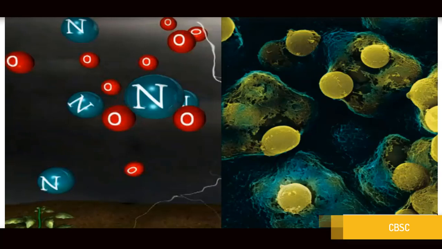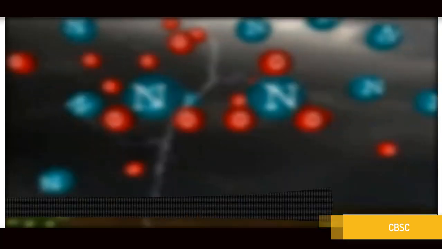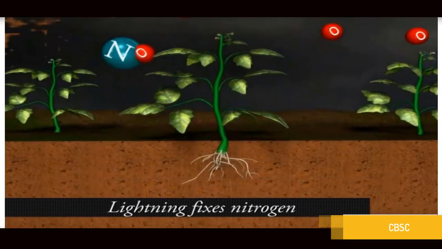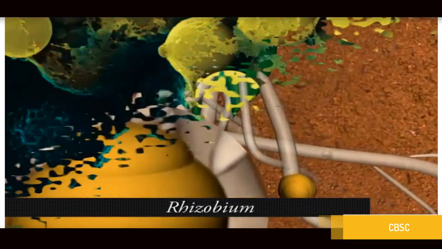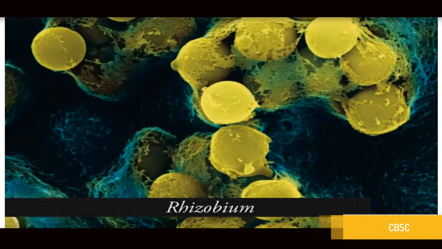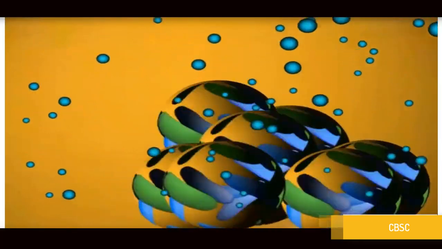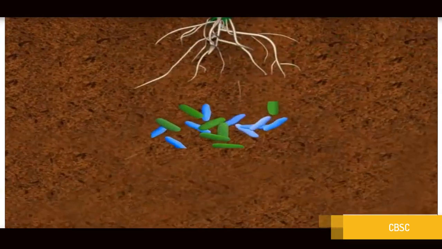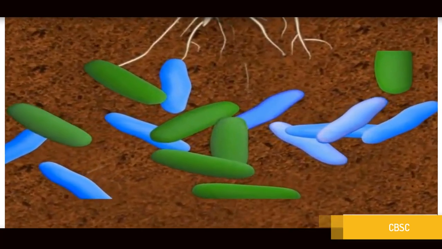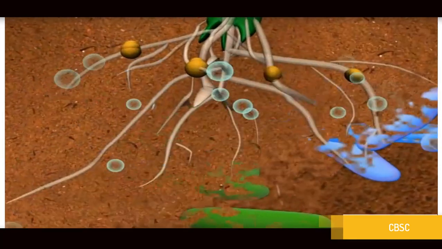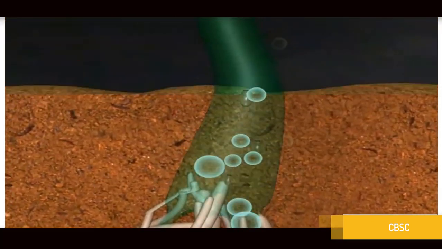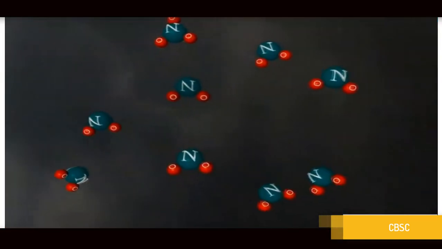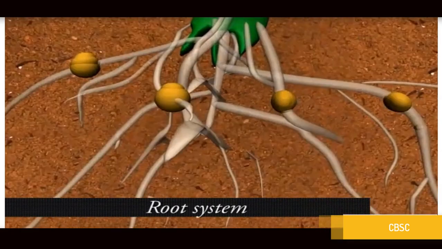There are some processes by which atmospheric nitrogen is converted into the form which can be used by plants, and these are: lightning fixes nitrogen, rhizobium bacteria present in the root nodules of leguminous plants fix atmospheric nitrogen, certain bacteria and blue-green algae present in the soil fix nitrogen from the atmosphere and convert it into compounds of nitrogen. Once nitrogen is converted into the usable compounds, it can be utilized by plants from the soil through their root system.